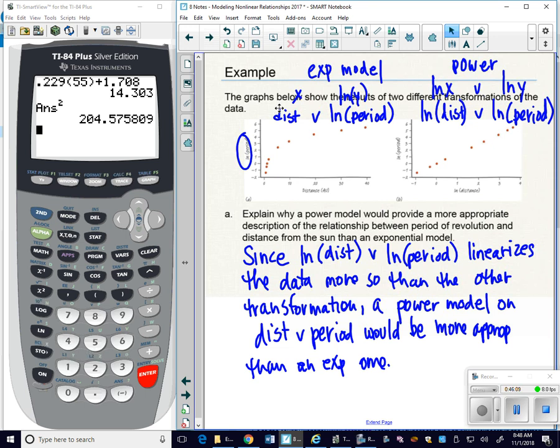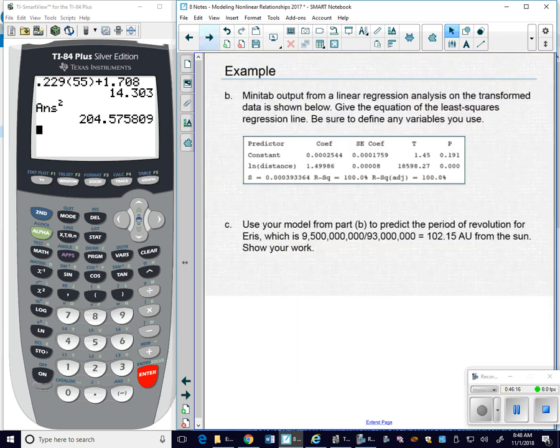And so then in letter B, you are given the output. So notice that you're not really having to do any calculations. You are given the output in letter B. Minitab output from the linear regression analysis on the transformed data is given below. Give the equation of the least squares regression line and be sure to define any variables you use.